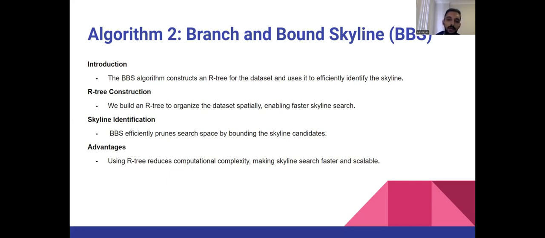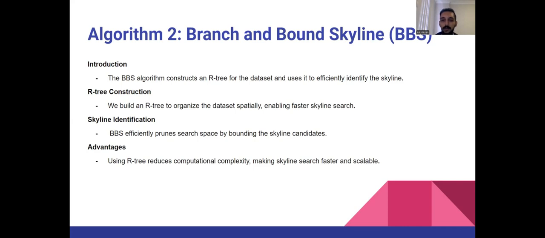In order to improve the efficiency of this task, we would be using the branch and bound skyline algorithm. This method would be utilizing an R tree, a spatial data structure that organizes data points hierarchically. By constructing an R tree for a data set, we can quickly go through all the search space and eliminate many non-skyline points early. This would reduce the number of comparisons needed and speed up the search process.